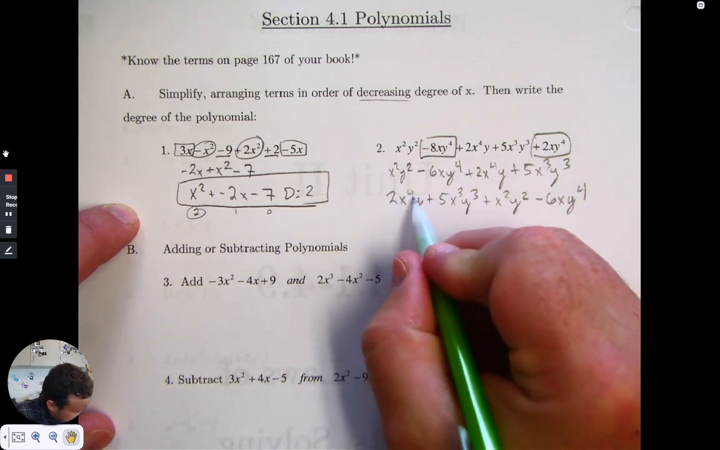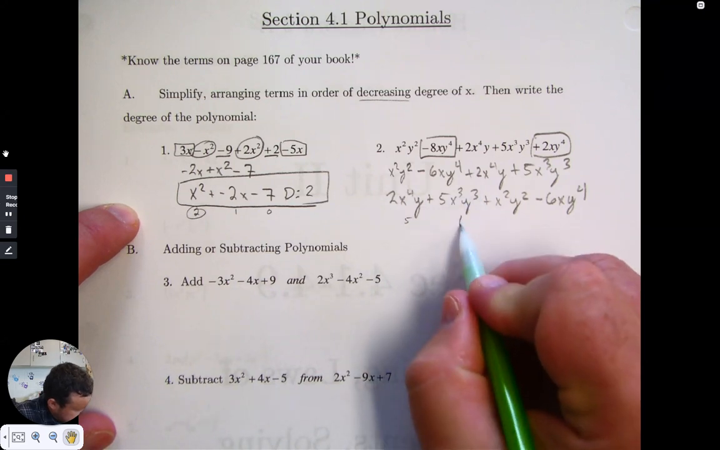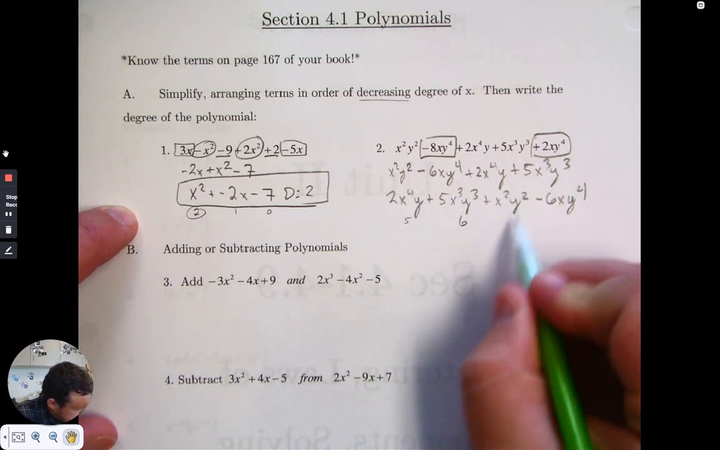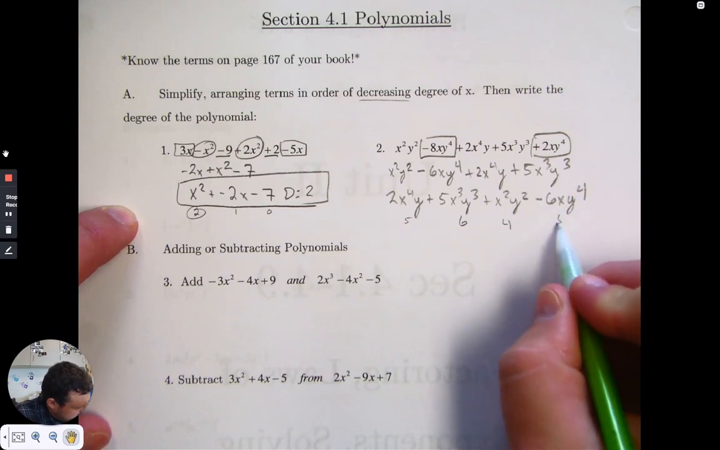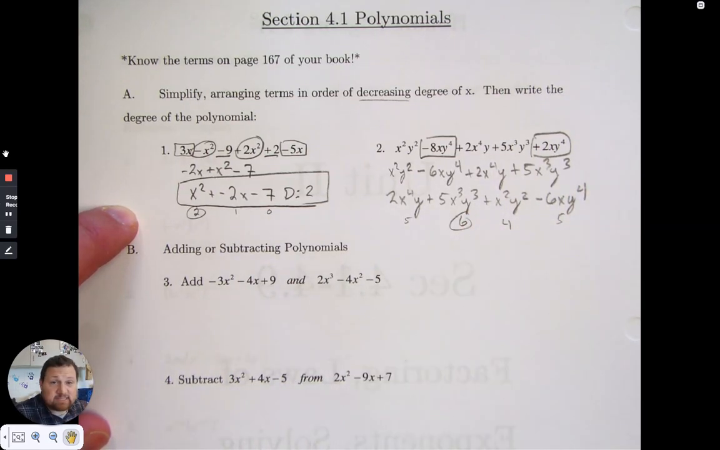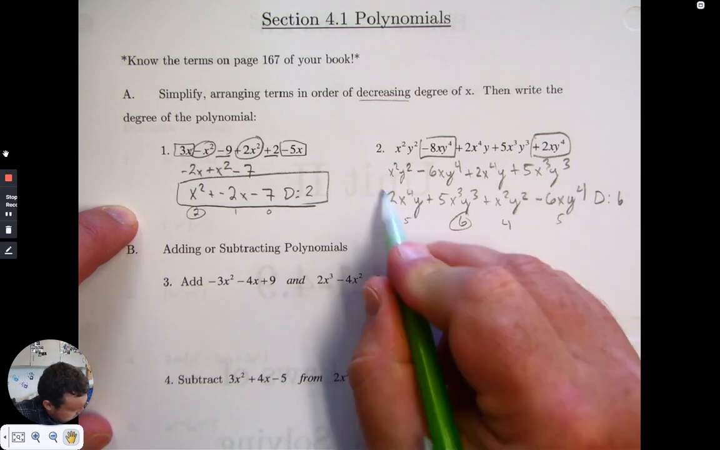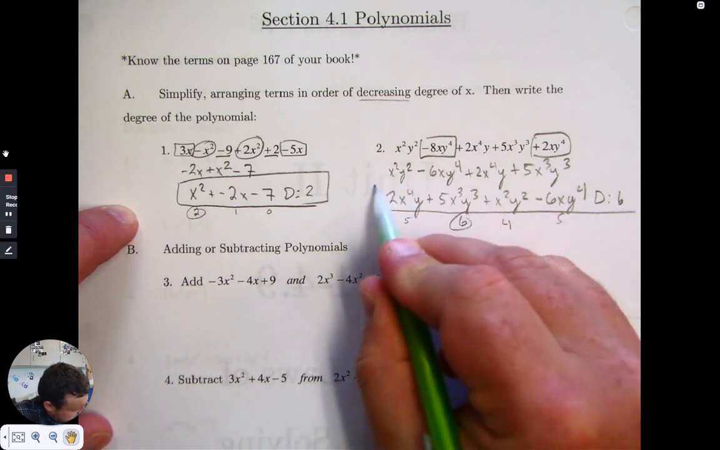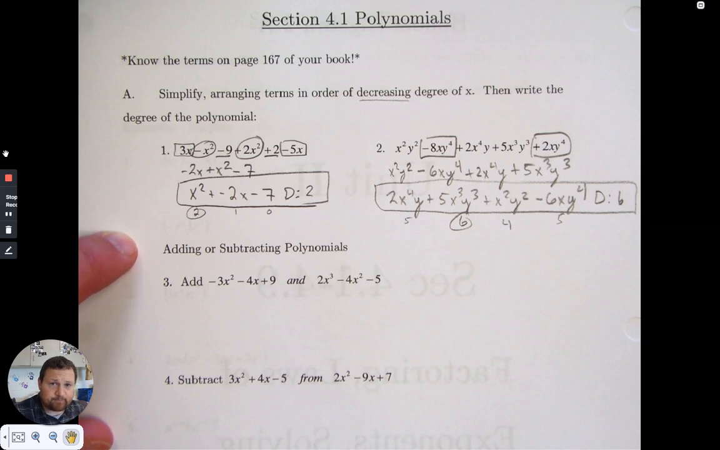So here we have a 4 plus 1, so this is 5. Here we'd have 3 plus 3, which is 6. 2 plus 2, which would be 4. And then remember that's like a 1, so 1 plus 4 is 5. So our degree that's the biggest is 6. So we just write that out. Degree is 6. So again, your final answer would be that entire statement, okay, once it was simplified and written in descending order, and then the degree 6.